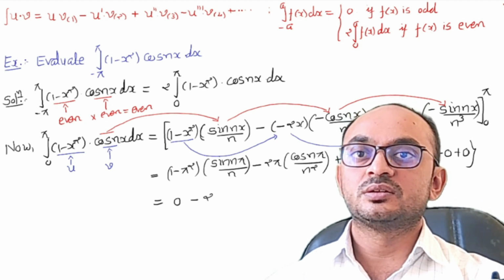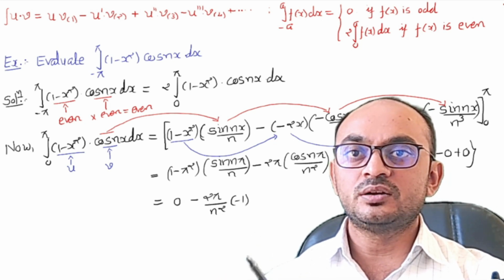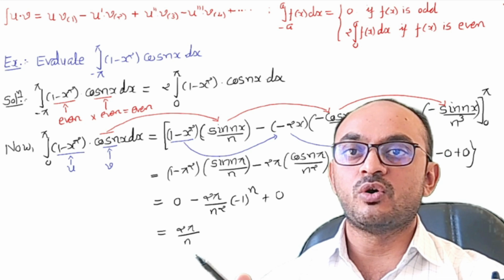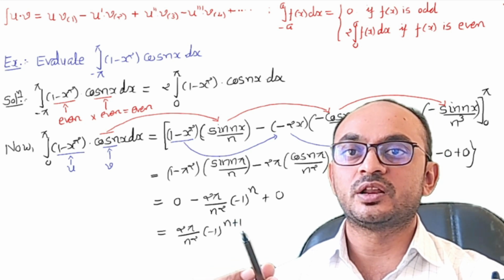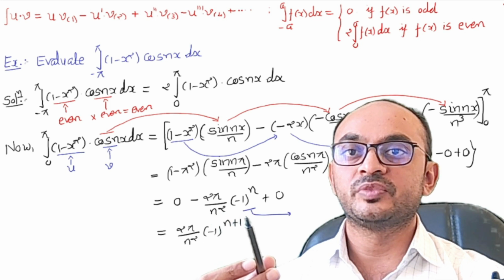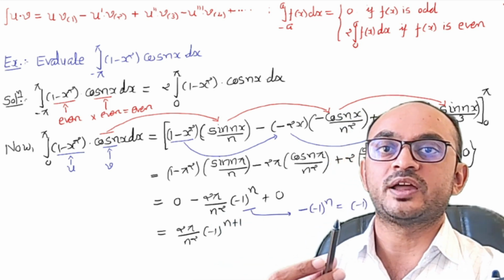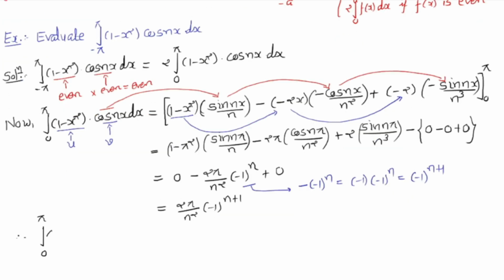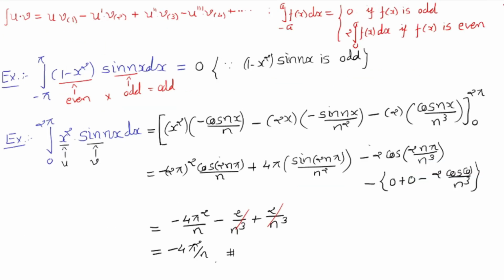Which gives us minus 2 pi over n square into minus 1 raised to n, which is 2 pi over n square into minus 1 raised to n plus 1. That is because this minus into minus 1 raised to n is minus 1 raised to n plus 1. So the integration from 0 to pi of 1 minus x square into cos nx dx is equal to 4 pi upon n square into minus 1 raised to n plus 1. Look at these two exercises and try to solve them by yourself.